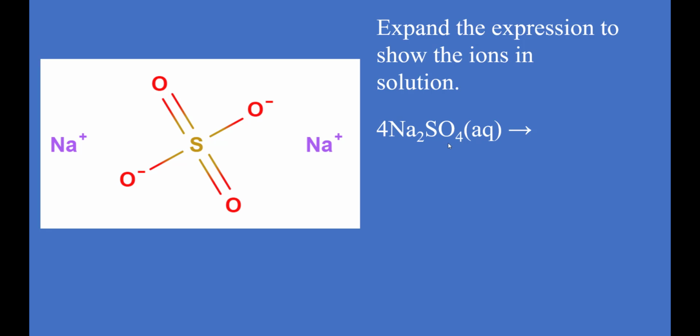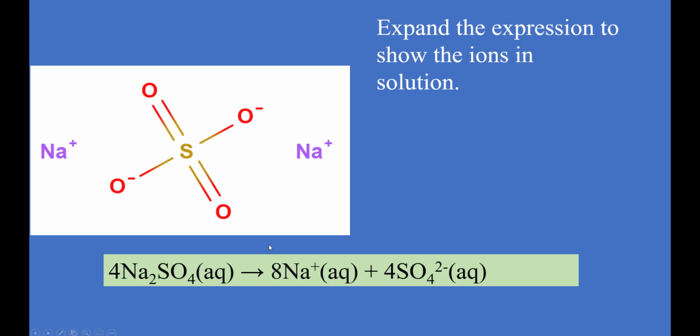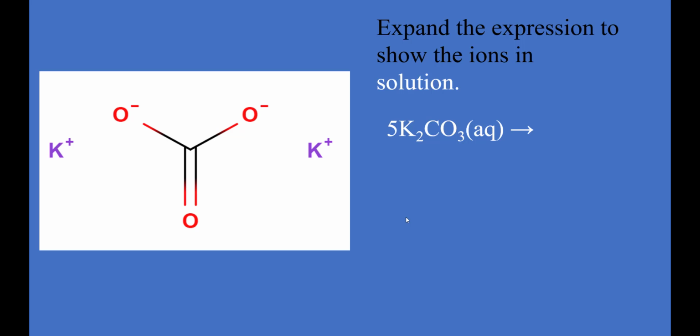So most of the time what you can do is say any subscripts that follow the metal ion, the cation, those you'll have to multiply by the coefficient, because you can tell in this case there's 2 sodiums for every sodium sulfate. But the polyatomic ion that follows, keep those in your mind together, so there's 4 separate sulfate ions. So here's the answer. 8 sodiums and 4 sulfate ions would be this expression written out long. All right, let's look at another one.